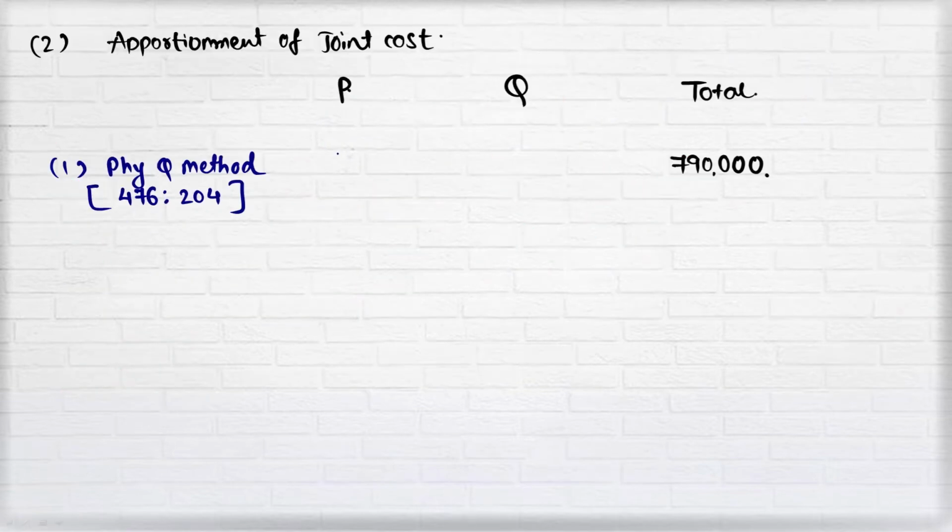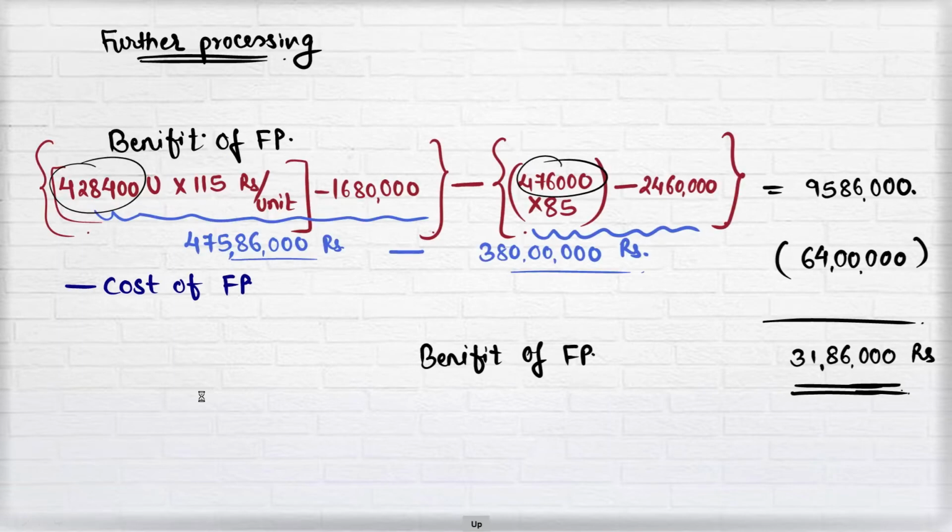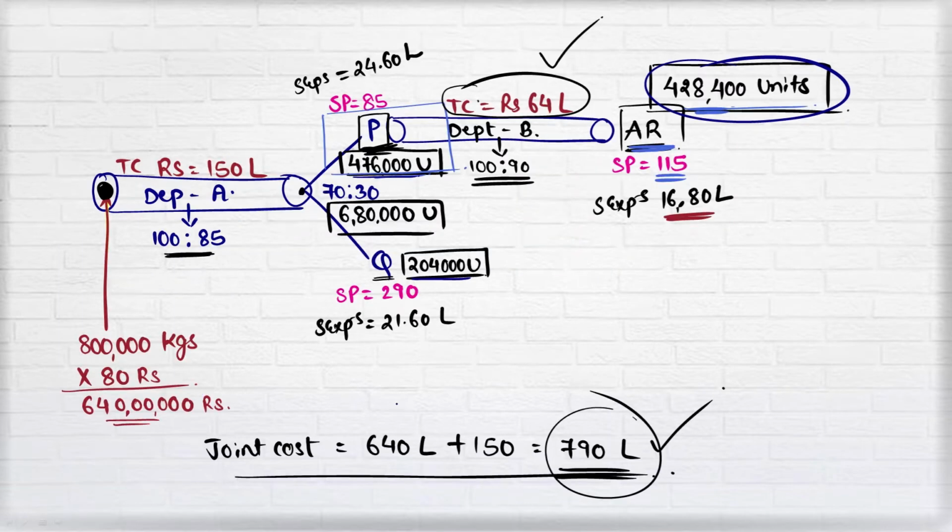What is the distribution? 5,53,000 and 2,37,000 rupees. Total will be 7,90,000 rupees. This is the physical quantity method.